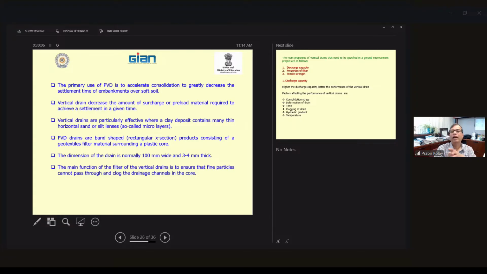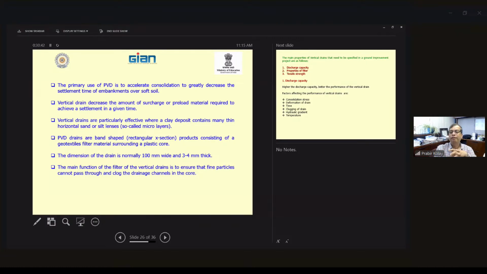The primary use of PVD, again the same thing, is to accelerate the consolidation and greatly decrease the settlement time of the embankment. Vertical drains decrease the amount of surcharge and preloading required to achieve the settlement. Vertical drains are also particularly effective when the clay deposit contains many thin horizontal sand and sand-silt lenses. PVD drains are band-shaped products consisting of a geotextile filter membrane surrounding a plastic core. The dimension of the drain is 100 millimeter wide, 3 to 4 millimeter thick, so it's very thin. It comes in a roll, so you can easily push it into the ground.